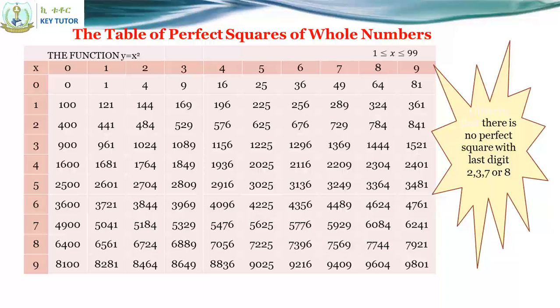A perfect square table for whole numbers. Our observation is going to focus on the numbers between 1 and 99 inclusive. First of all, let's see how this table is constructed. You have row headers 0 up to 9 and column headers from 0 up to 9. This is different from an addition table or a multiplication table. This is simply a square table.